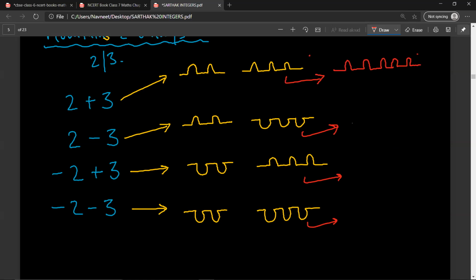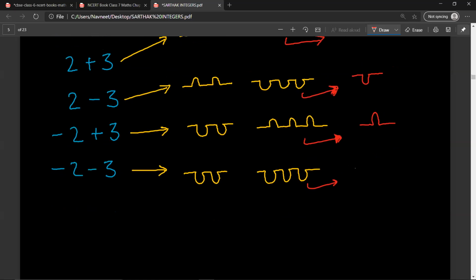This will be equal to -1. I do not know about -1. I just know mountain and valleys. So this will be equal to how many mountains? 1 valley. Sorry. This will be equal to 1 mountain. And this will be equal to 5 valleys. Have you understood? Yes, sir.